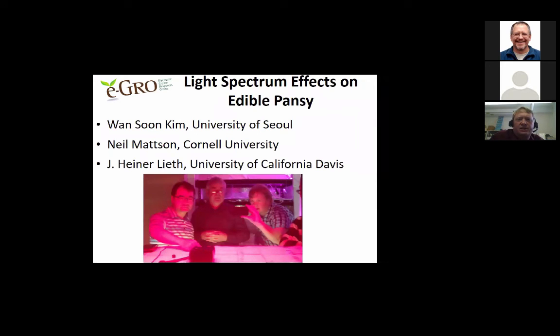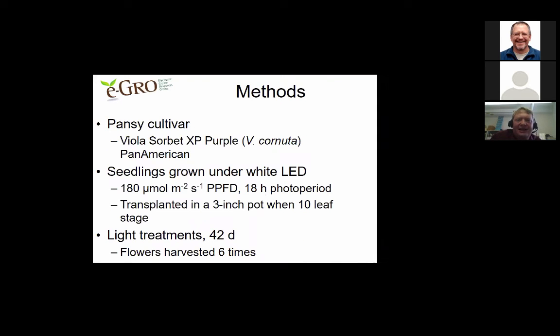And so this is an experiment. A couple of years ago, I had the opportunity to do a short sabbatical at the University of California, Davis with Heiner Leith and another visiting scientist, Won-Soon Kim. And there are photos of us. We looked at a pansy cultivar, Viola Sorbet in this case, from Pan American.